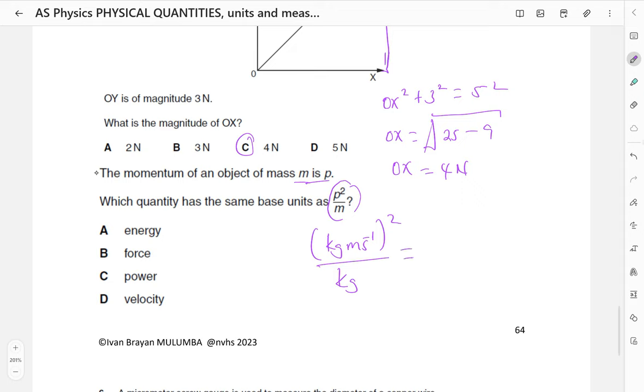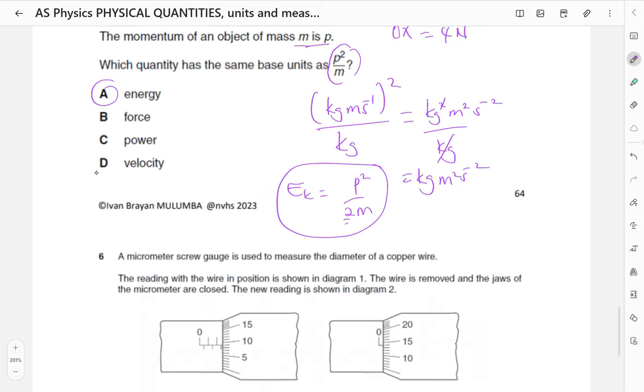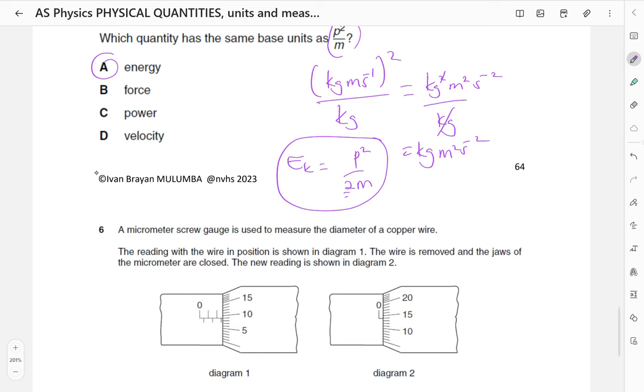When we simplify this, kilogram is going to be squared. M is also squared. S is also power negative 2, divided by kilogram. So 1 kilogram cancels with that. You remain with kilogram meter squared per second squared, which is energy. You also remember the equation kinetic energy is equal to p squared over 2m. The 2 has no units, so that is automatically leading us to kinetic energy if we multiply by 2 in the denominator.